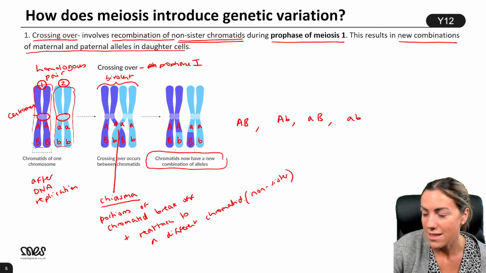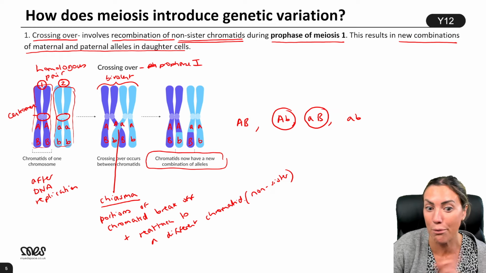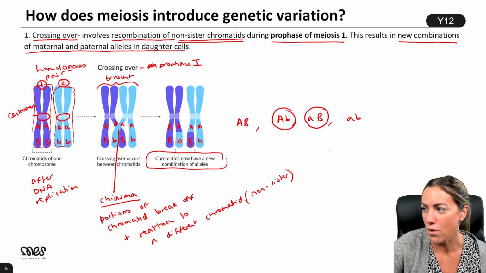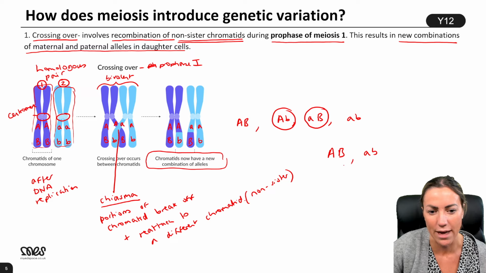So now you've got different combinations of alleles. You've got this new combination and you've got this new combination that if you have a look at the chromatids prior to crossing over, you did not have those 2 combinations. You only had these 2 combinations, okay?